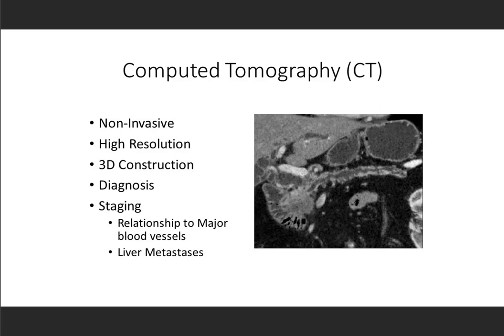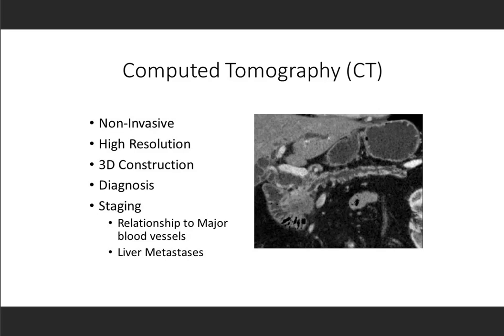With current software, we can do 3D construction that can give us more information about the topography of the tumor and how it grows and exists in relation to critical blood vessels, as well as allow us to look at the evidence of spread of a tumor to other parts of the organ, commonly being the liver.